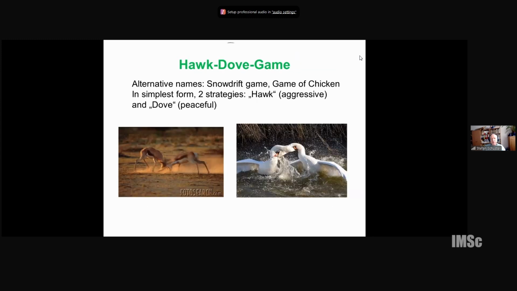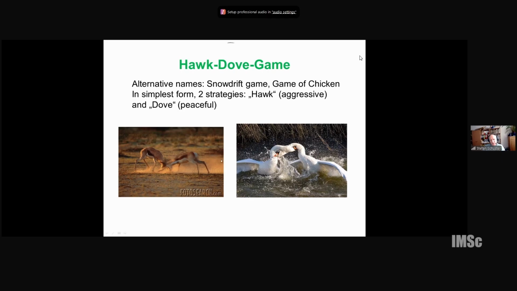So now I show the terminology about the Hawk-Dove game, also alternative names for it. In the simplest form, there are two strategies, namely to be aggressive, also dominant, like the wolf. This is called Hawk, although it need not be the animal hawk. And the peaceful strategy is Dove. And this is often observed in nature.